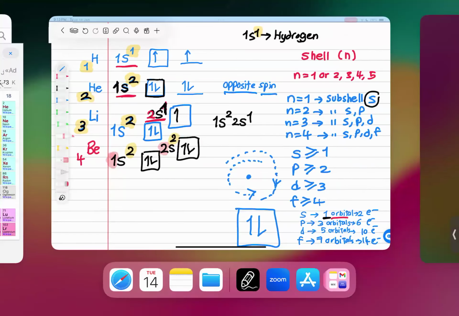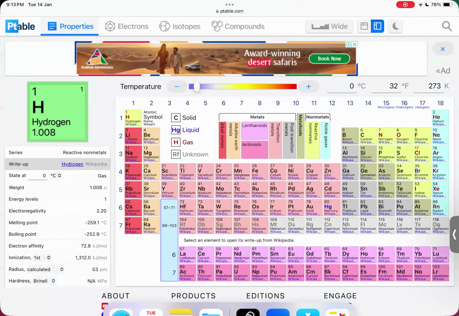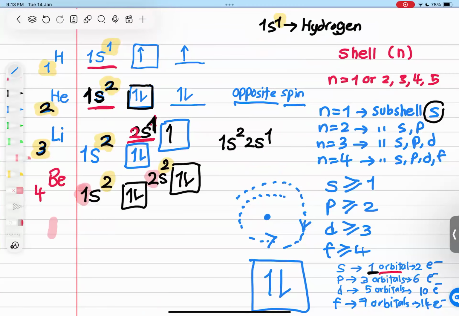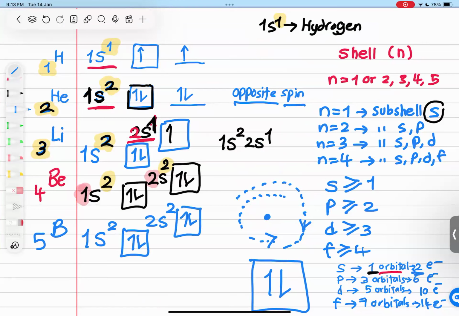Okay, what is after beryllium? Let's look at the periodic table. After beryllium, I have boron, which has 5 electrons. So let's start. Boron. So boron is 5. Again, I will repeat the same story. 1s2, 2s2, and 2s3. I cannot put 3. The s has one orbital, and the orbital carries a maximum of 2. The s will never contain 3. So this is the 2. 1s2, then 2s2, then 3s1.